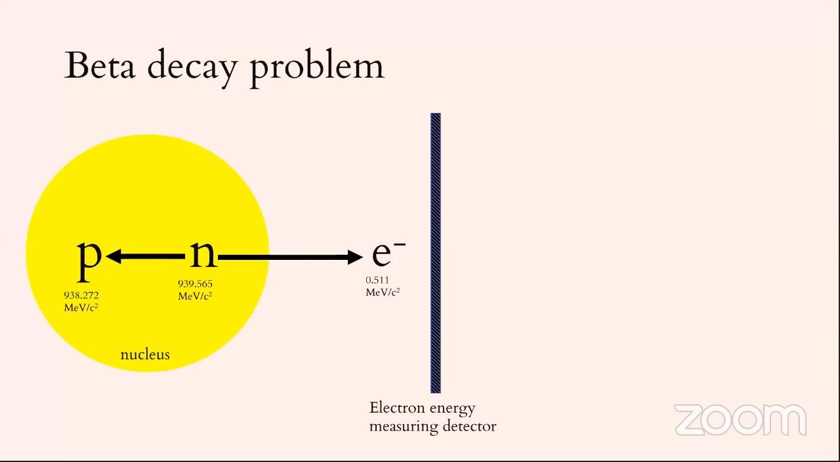So the first experiment that I would want to highlight is the beta decay problem, which dates to the 1920s. In beta decay, what happens is a neutron converts itself into a proton and an electron. Now the masses are given beneath these particles.